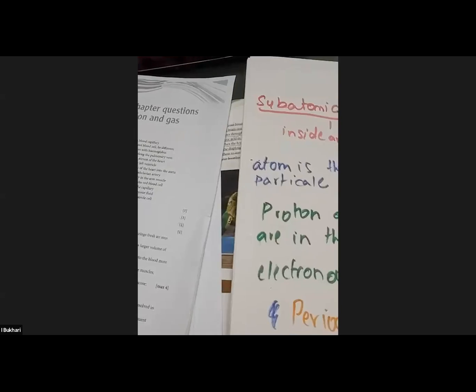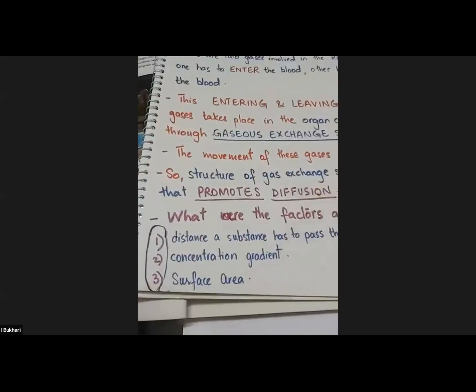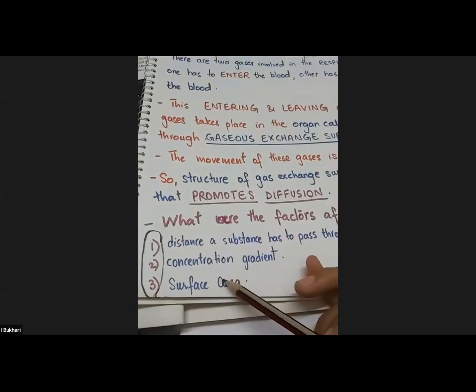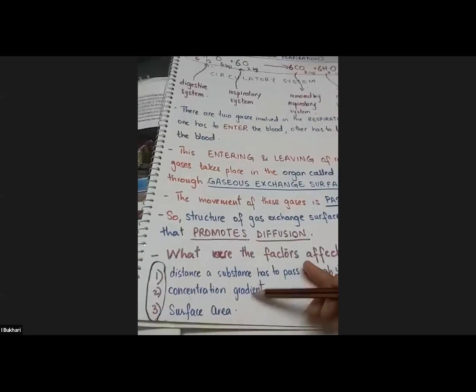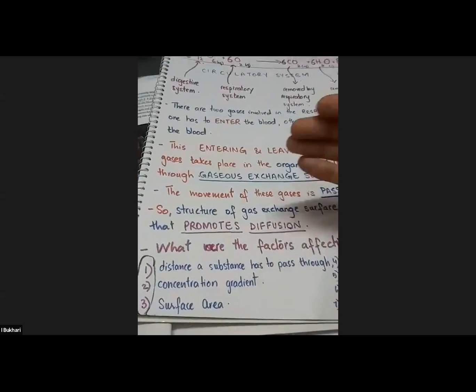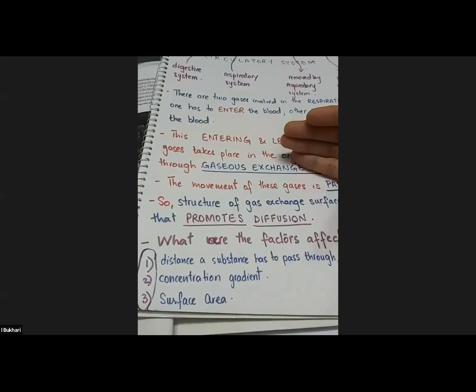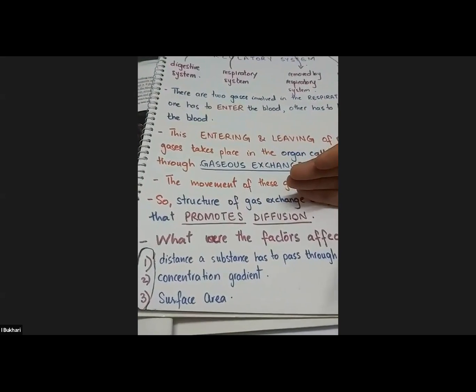We made a list, and the 3 factors, can you take that page out where we had the factors affecting diffusion? So the 3 factors that were the most important were the distance that the molecules have to travel, concentration gradient, and surface area, right? These were the 3 factors. So if you know these 3 factors, it's very easy to list the features, and it's very easy to explain how those features help us.